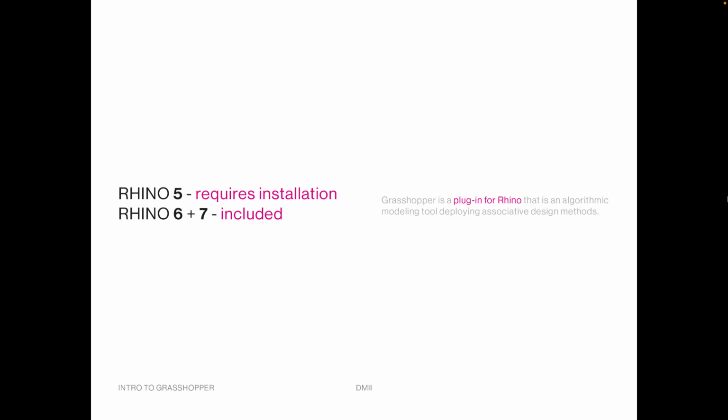Rhino 6 and 7, Grasshopper is included, and 8 as well. Algorithmic modeling tool. What do we mean by algorithmic modeling tool? So typically when we're working in Rhino, we're doing a lot of clicking. We're using tools and we're going click, click, click to make things like a cylinder.